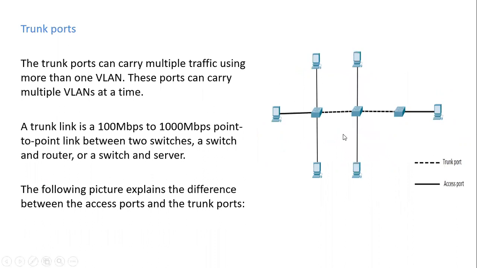This is another example of how a trunk port is assigned. The access port link looks like this, and the trunk port is a crossover link. The advantage of trunk link is that it has more speed because it has to maintain multiple VLANs. So it will usually be in the range of 100 to 1000 Mbps.